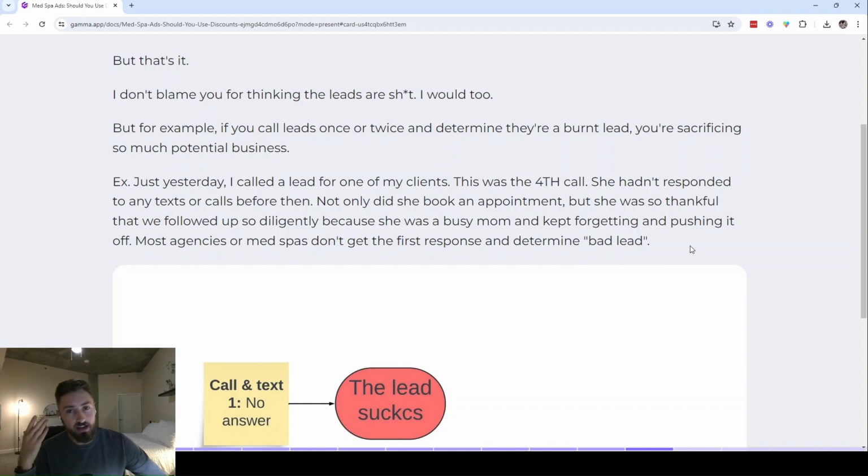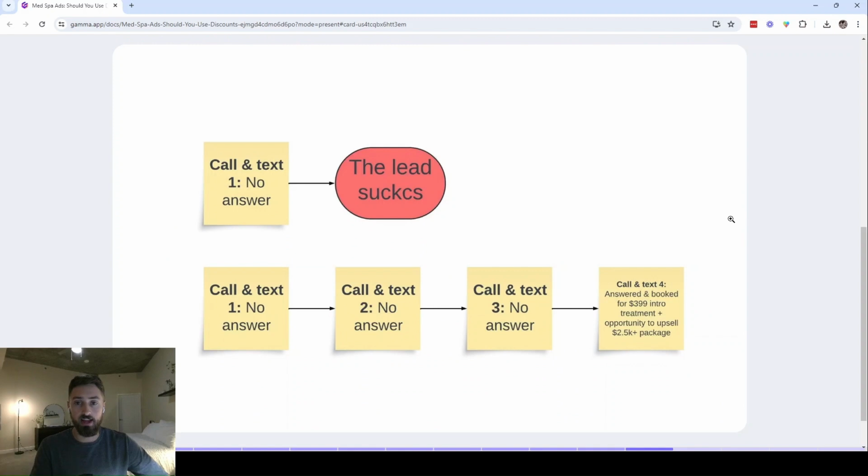And I think that there's this idea that you're bothering people, but you have to remember that these individuals put their hands up and said, I am interested in this thing, and so it is your job as the business owner, the med spa owner, to follow up with that person and make sure that they can get the thing that they are interested in to solve the problem that they have.